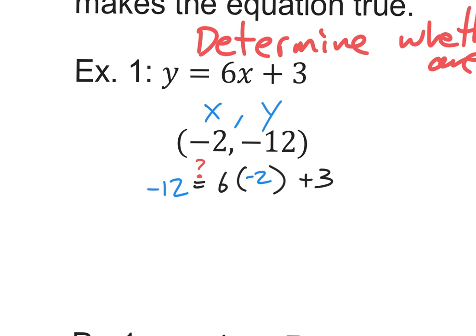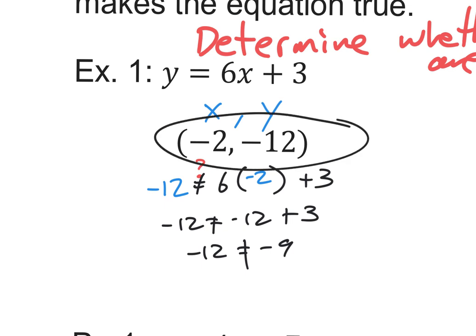So let's play with it. Let's see what happens. Well, 6 times -2 is -12. So I have -12 equals -12 plus 3. And -12 plus 3 is -9. And so what have we determined here? We have determined that these are not equal. Therefore, that is not a solution. But let's take a look at example 2.